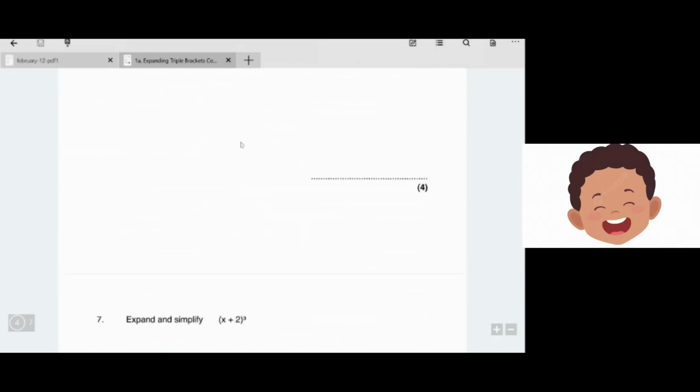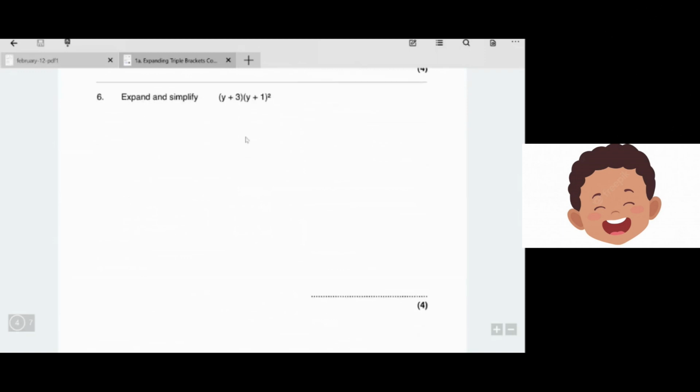That is. Sir. Yes. Can you explain again the multiplying 3 brackets? Because I didn't understand that.